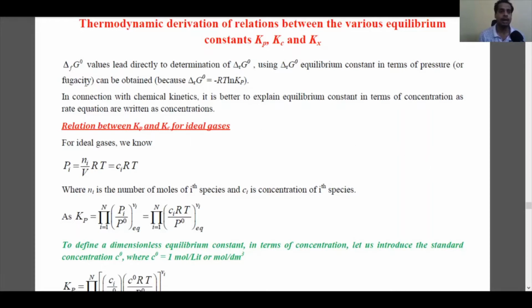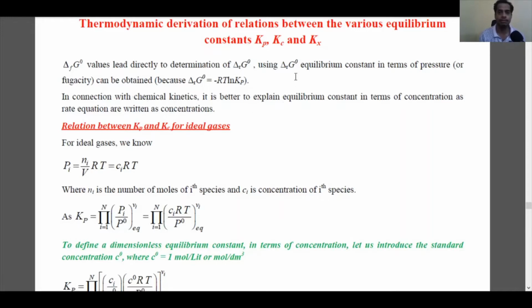Generally, the Gibbs energy of formation at standard state values are tabulated. These are available in literature. These values lead directly to the determination of reaction Gibbs energy at standard state. From reaction Gibbs energy at standard state, we can find out equilibrium constant in terms of pressure or fugacity. For real gases, it should be fugacity.